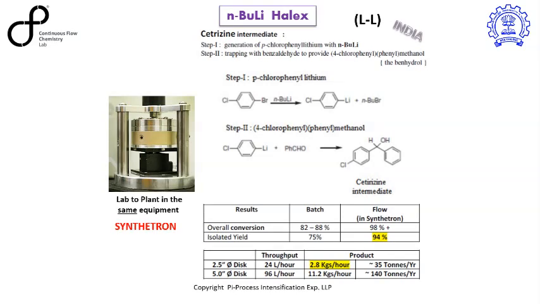We can also use the spinning disk reactors for the highly exothermic butyl lithium reactions. One can start with the synthetron reactor for the lab scale optimization, as shown here. This can then be scaled up using the larger disk synthetron. As discussed earlier, one can operate at very high flow rates, even for highly exothermic reactions, as the surface area to volume ratio is very high in these reactors. A 5-inch disk reactor enables a production of 140 tons per year.